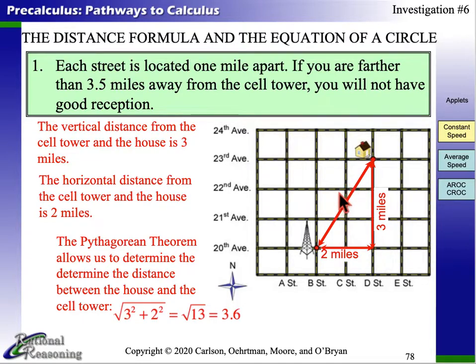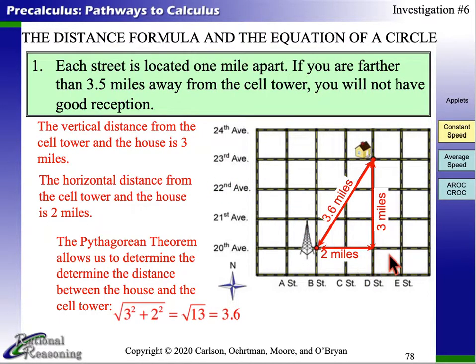Just a little bit outside a reception area. Now that's a tenth of a mile. Maybe you'd get some reception, but evidently it's saying not good. The limit of good reception is 3.5 miles. So there we are, and that's how we're going to do it.